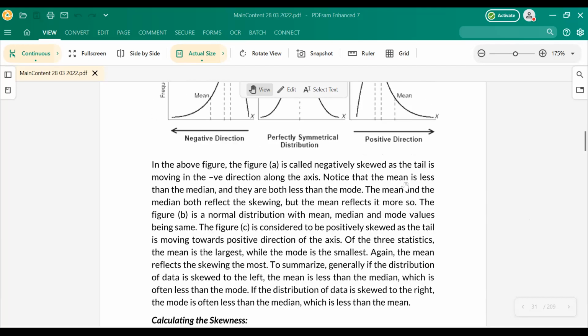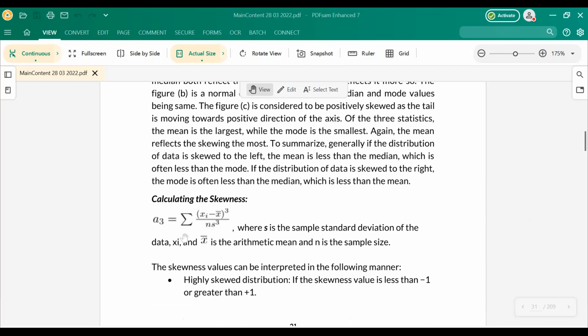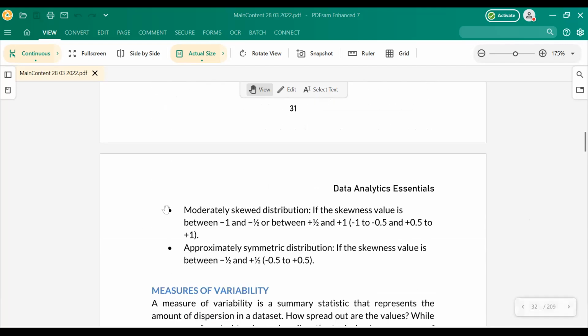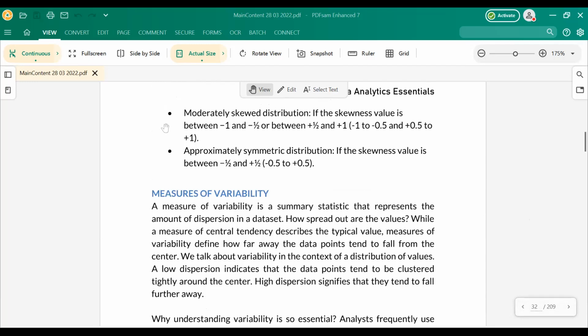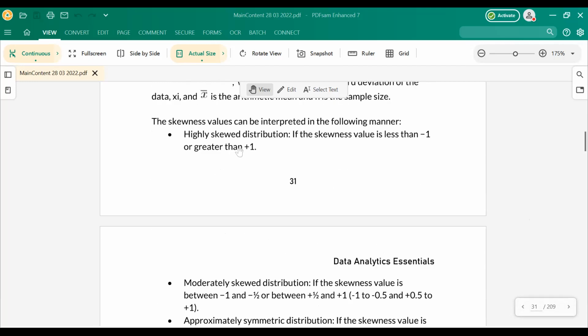This is called skewness, and this is the formula to calculate it. We can see in Python how to calculate it later. We say that if the skewness value is more than +1 or -1, where -1 means a negatively skewed graph and +1 means a positively skewed graph, we say it is a highly skewed graph. If it is between 0.5 and 1, we say it is medium skewed. Less than 0.5, we say very little skewness.